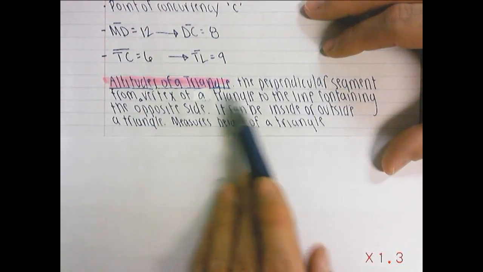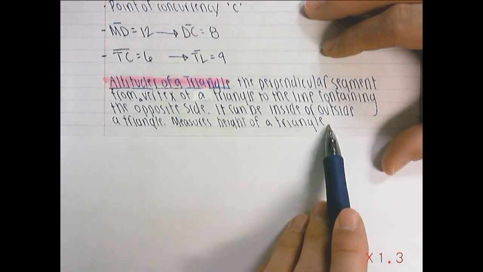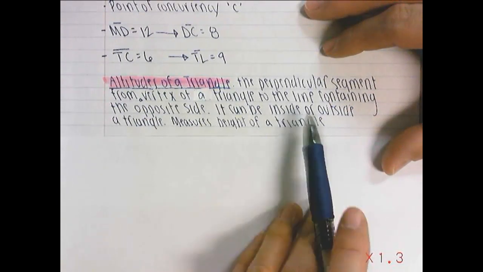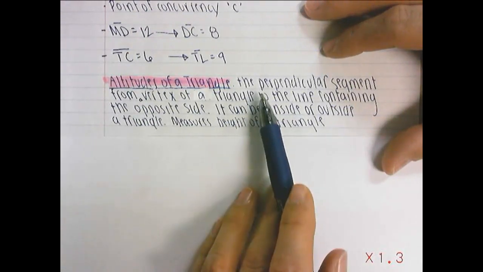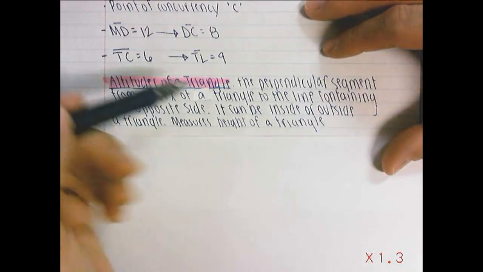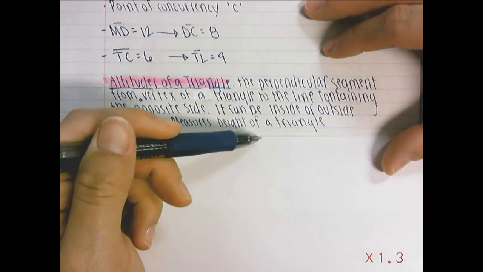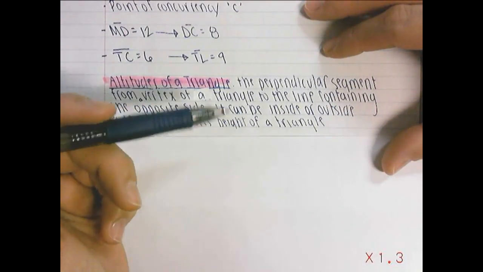So the altitude will give you the height of the triangle, but the important thing to know about an altitude is it doesn't bisect anything. It doesn't create anything congruent. It merely comes from a vertex, forms a 90-degree angle, and will give you the height of a triangle.